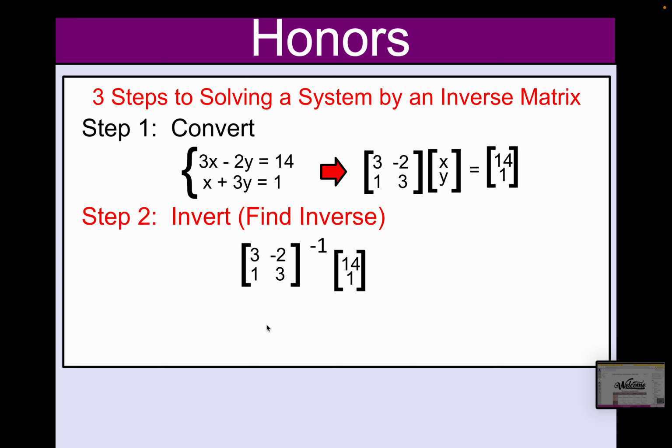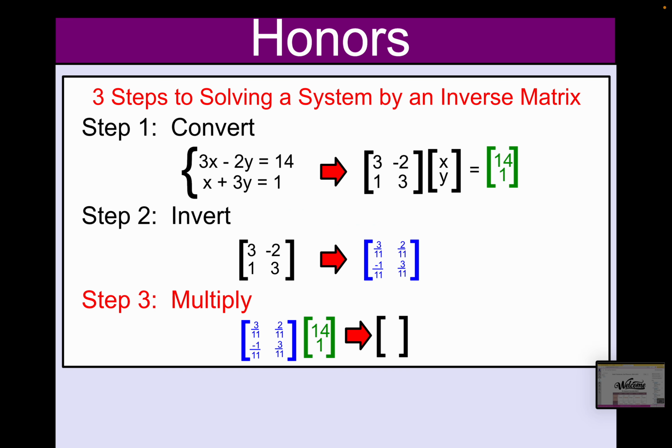In step 3, I don't have a slide for step 3, sorry. Not for this example. We're going to multiply. So here's the inverse. We're going to type this bottom part here right into our calculator. We're going to find the inverse of that matrix. That -1 exponent actually just means we're finding the inverse. Then we're going to multiply it by the matrix of constants, the 14 and 1. Okay, so we're going to go ahead and do that right now in our calculator.